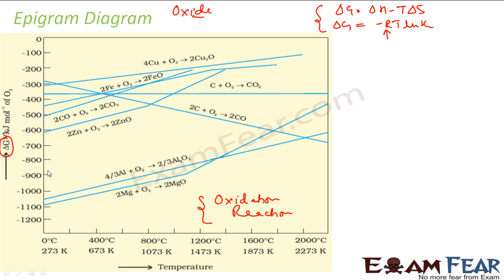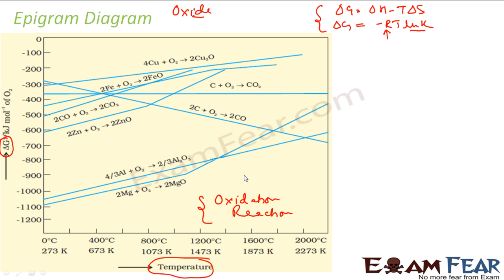Right? So it consists of the plot of delta G with respect to temperature. As I told, this delta G is based on temperature, right? For a given reaction, delta G depends on temperature. So changing the temperature, he has plotted delta G for a given reaction. For example, delta G for Mg plus O2 gives MgO. This is the reaction. And if you see, he has plotted delta G at temperature 0 degrees Celsius, at 400 degrees Celsius, 800 degrees Celsius, 1200 degrees Celsius, and so on.